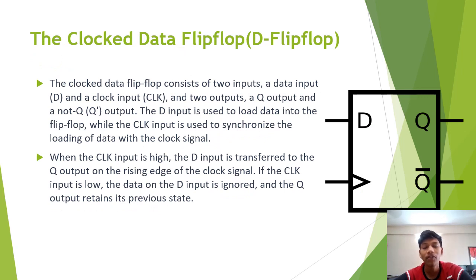Generally, the D flip-flop has two inputs and two outputs. One input is D, which loads the data, and the other input is CLK, which synchronizes the data. It has two outputs, Q and Q-bar. When the clock signal is high, the data is transferred to Q. When the clock is low, the D input is ignored and the Q output remains the same.